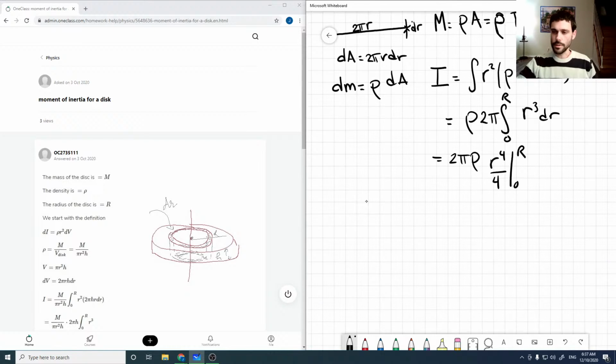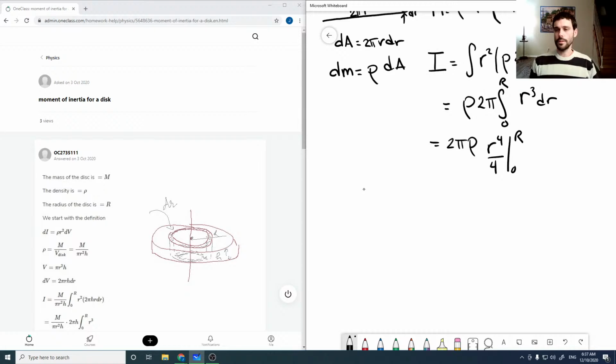And now when r equals 0, we can see that this is going to be 0, so we just need the upper limit. So then 2 pi rho R to the 4th over 4. And so we can cancel this 2, but we can also notice that we just defined our mass as rho pi R squared, and so that's in here. So we can take out the pi, the rho, and R squared to give us M R squared over 2.